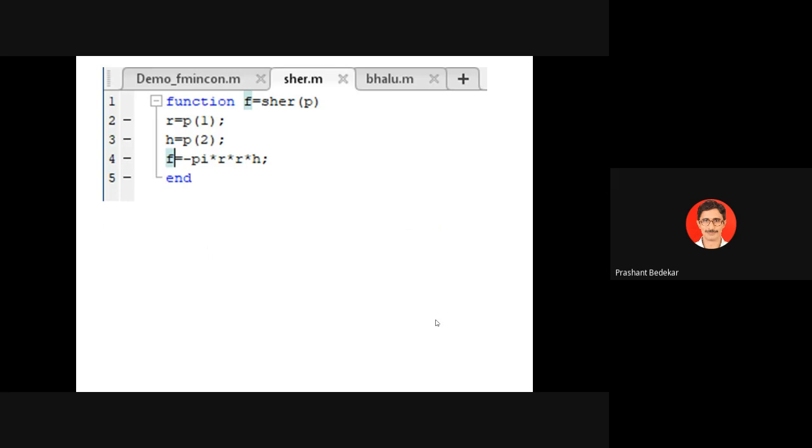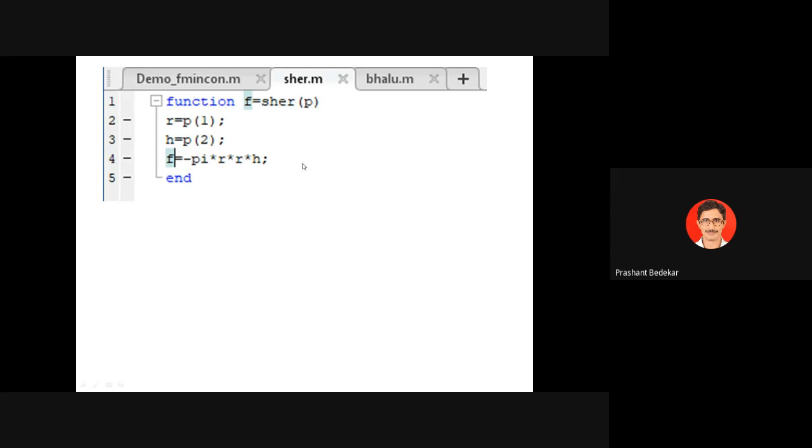Second file, which is a function share. The function name must be share and the file name must be share.m. Once you have decided the name, what should this contain? This should contain the objective function in minimization form. It is pi r square h.